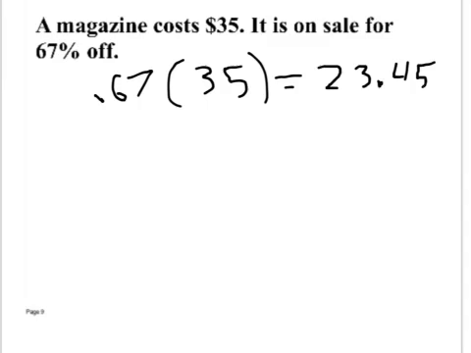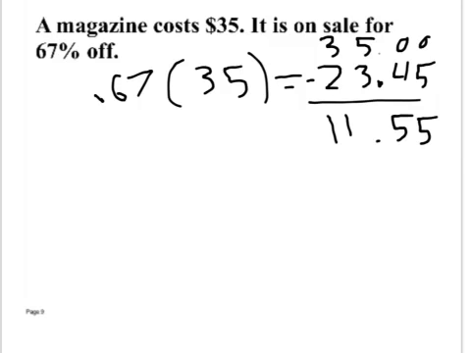Okay, is this the final price? No. Okay, this is how much they took off. So what we need to do is subtract it from the original. $35 minus $23.45 is $11.55. So that's how much the actual magazine costs.